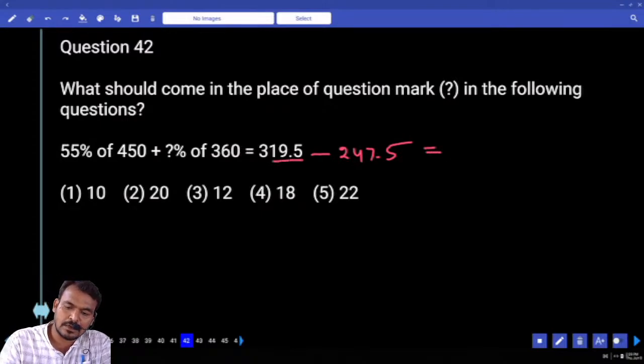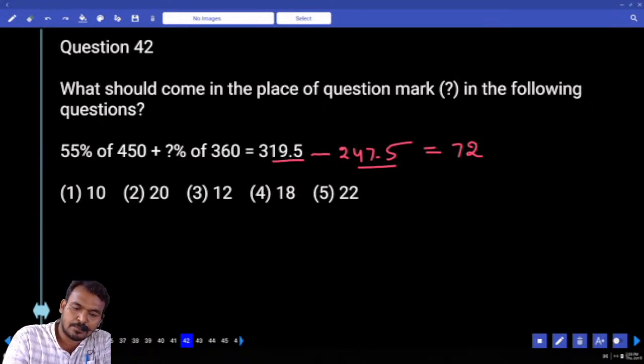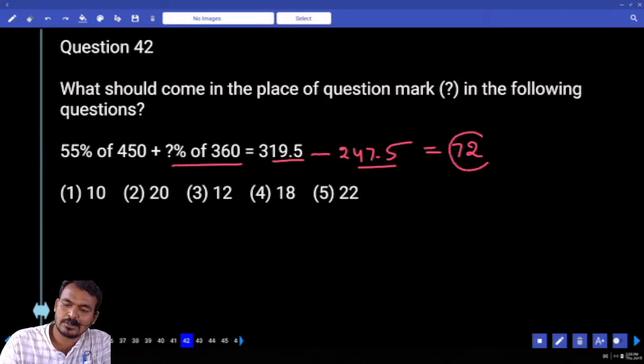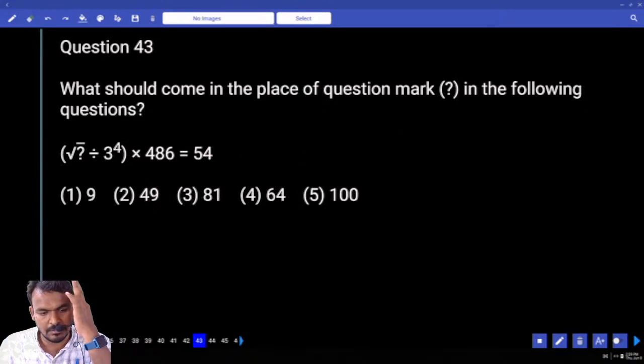What is the difference between these two values? Compared to 300, 19.5 more. Compared to 300, 52.5 lesser. Total it is 52.5 plus 19.5, 72. Difference is how much? 72. And what percent of 360 equals 72? What is the 10%? 36. 72 means 20%.